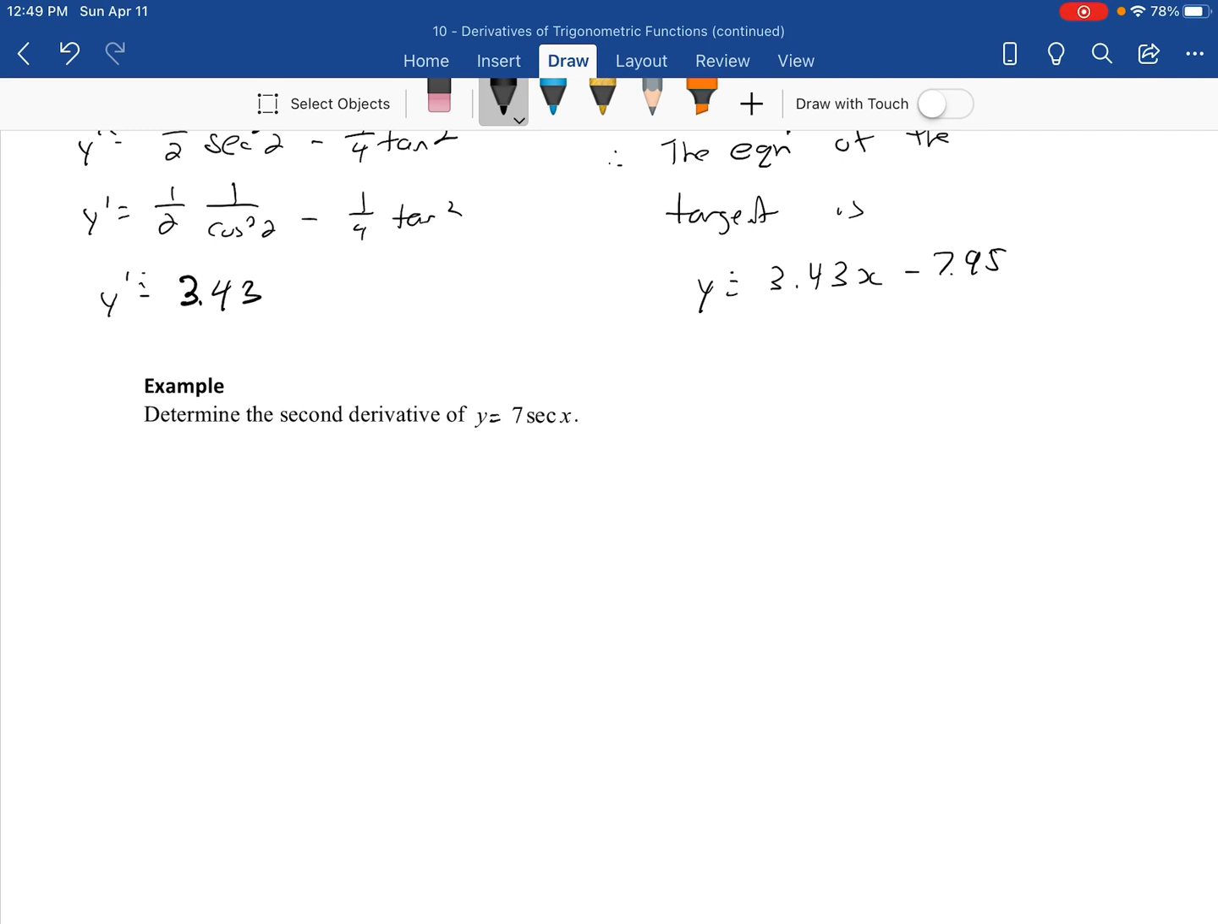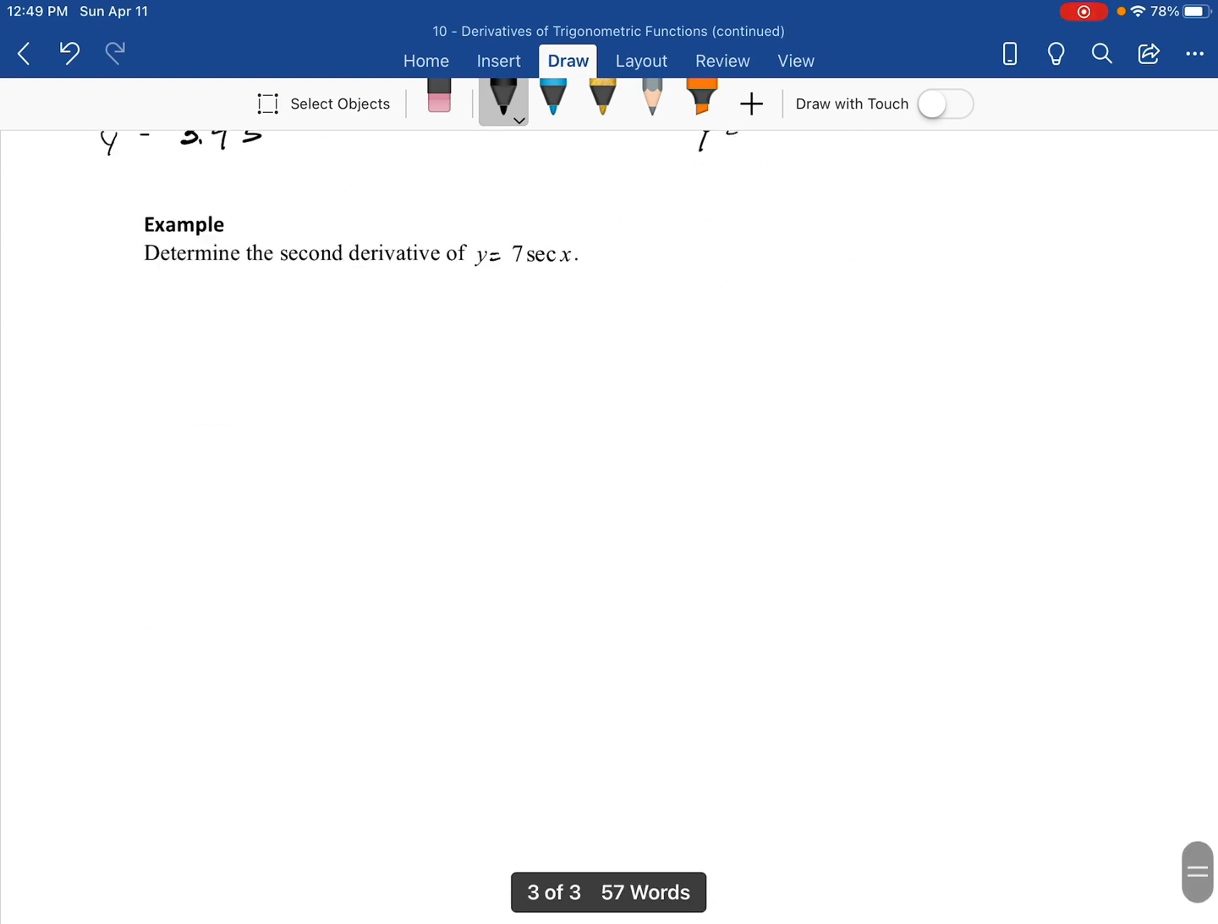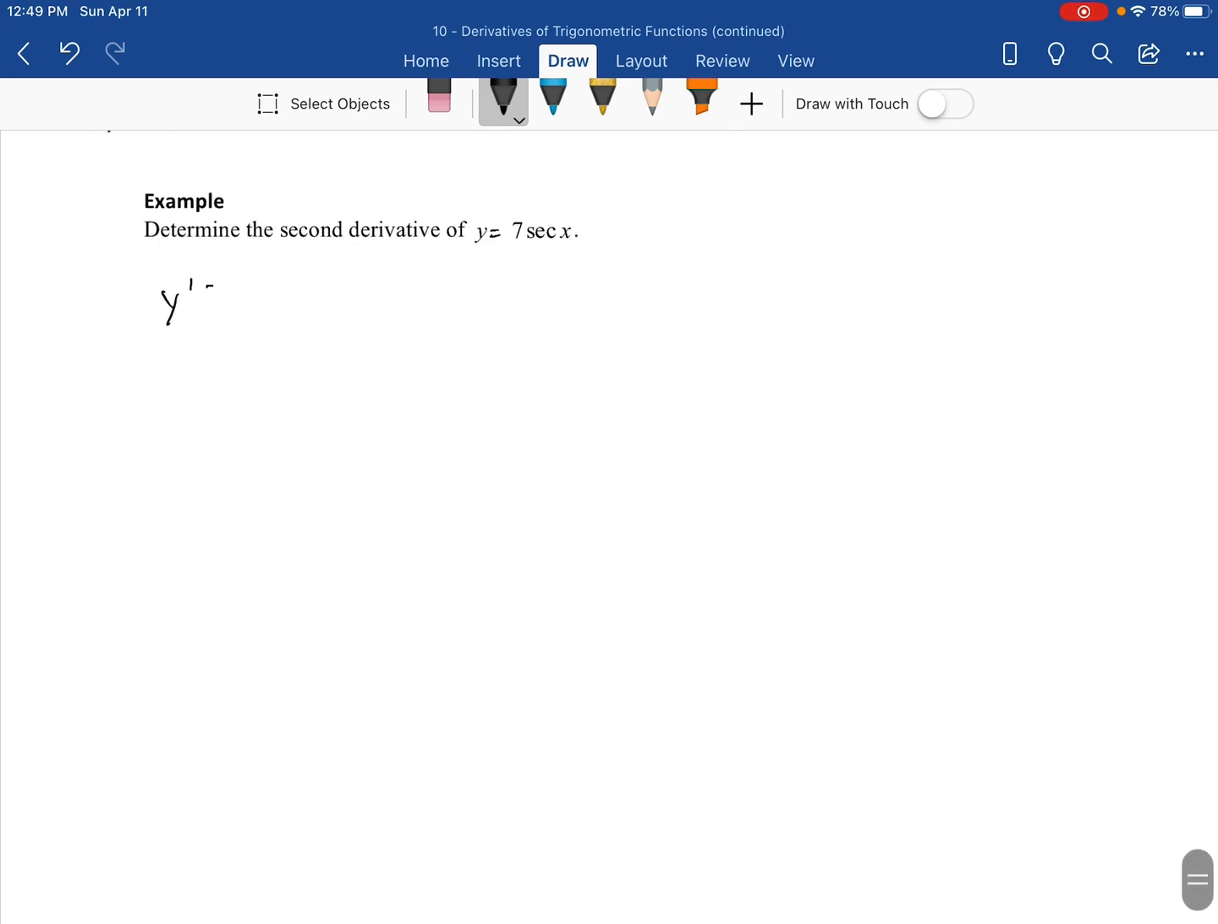Other applications, it says find the second derivative of y equals 7 secant x. I'm going to first find the first derivative, and then the second derivative. Y prime equals 7 times the derivative of secant x, which is secant tan. That's a nice derivative. I like the derivative of secant because it's easy to remember, no negatives or anything like that. But what we're stuck with here is a product rule when I go to do the second derivative. So I'm just going to underline that. That's my first, and that's my second.